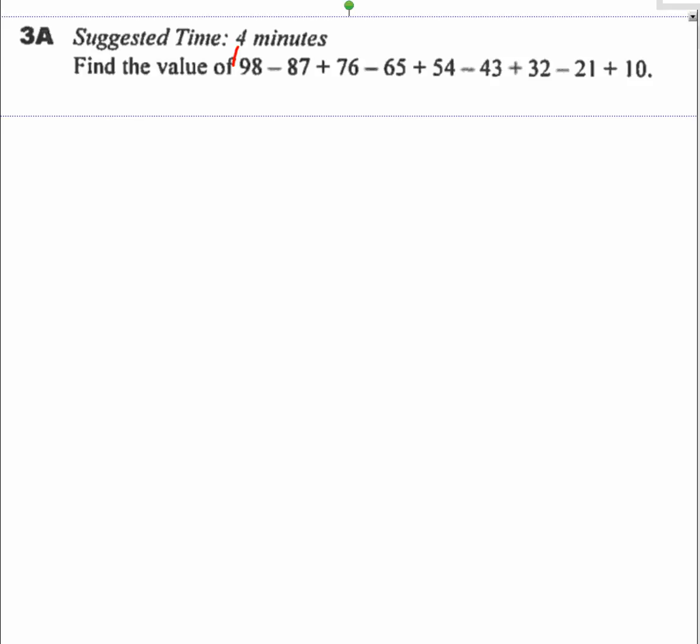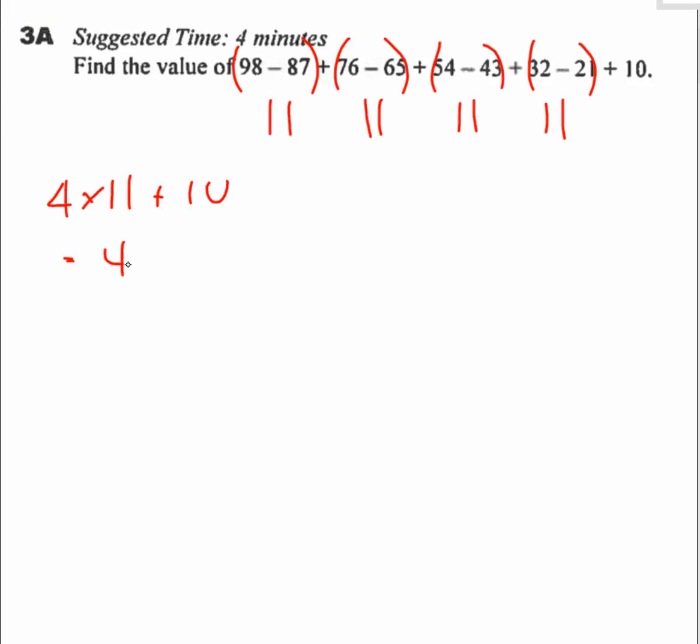So for example, if I pair the numbers like this, 98 minus 87 is 11. 76 minus 65 is 11. 54 minus 43 is 11. And 32 minus 21 is also 11. So really, to do this quickly, I have four groups of 11 plus 10. So that's 44 plus 10 is 54. So that just shows you a different way. It's not wrong to just do them all individually, but it's a little bit faster to do this question using that method.